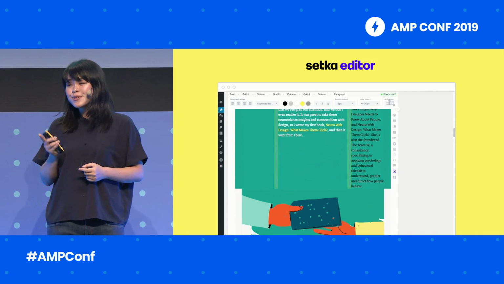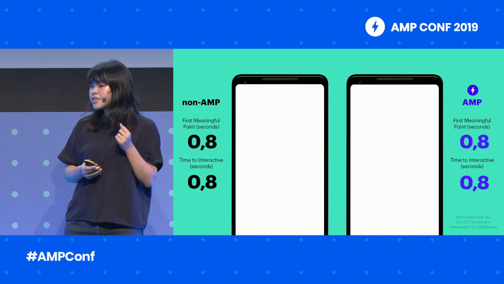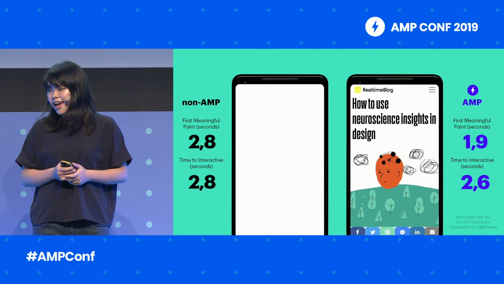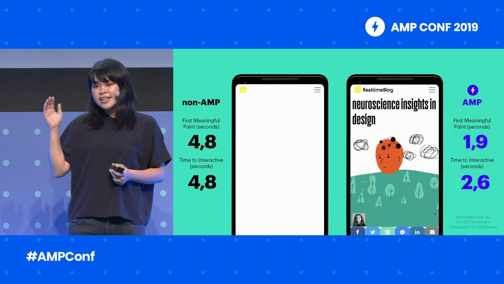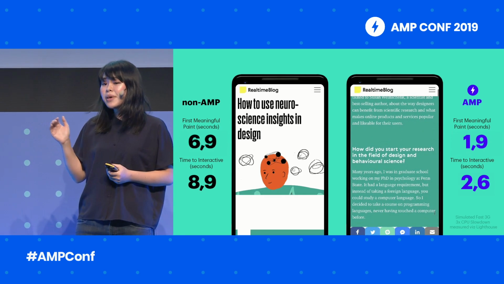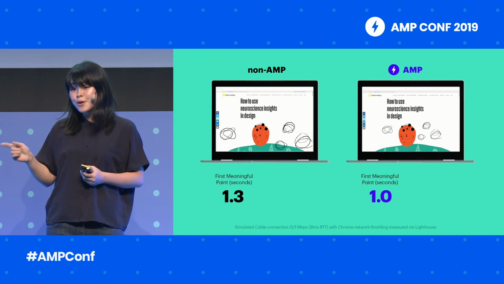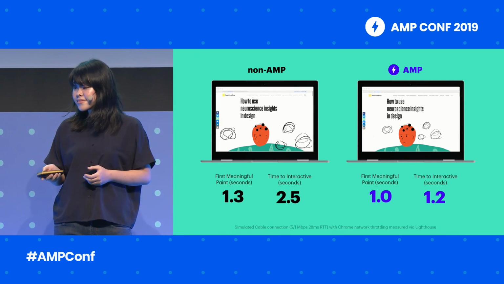And they tested this solution with one of their clients, which is Real-Time Editor, who happened to choose the transitional mode. And as you can see here, the AMP version looks equally beautiful, if not identical, but it loads so much faster, not only on the mobile website, but also on the desktop website.